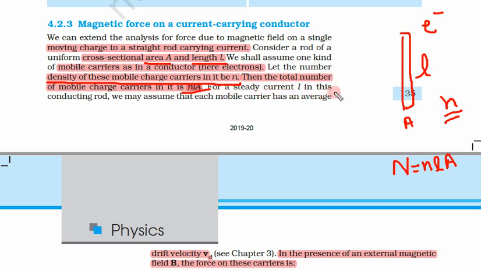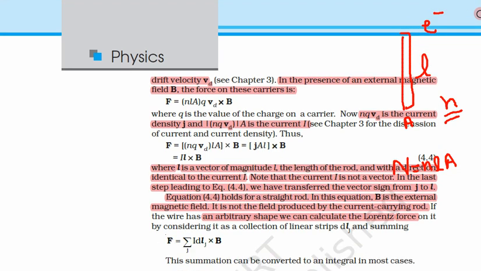Now for a steady current I in this conducting rod, we may assume that each mobile carrier has a drift velocity. In the last chapter, we saw that when we apply an external field, a current is produced because the charge carriers start moving with some average velocity, which we call drift velocity, Vd. And we put this in some external magnetic field B.